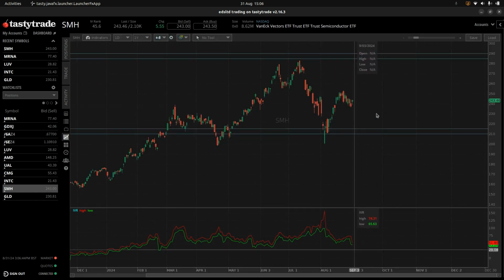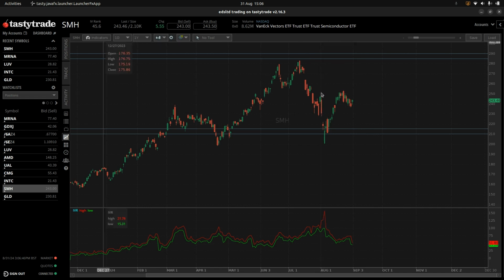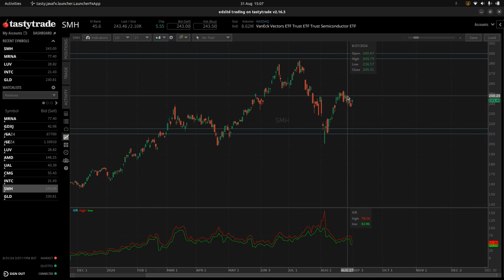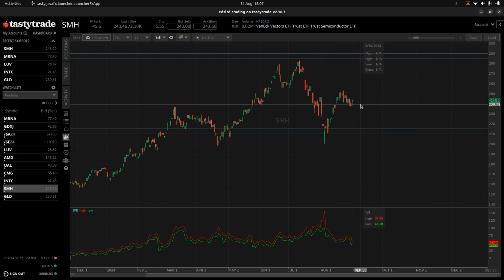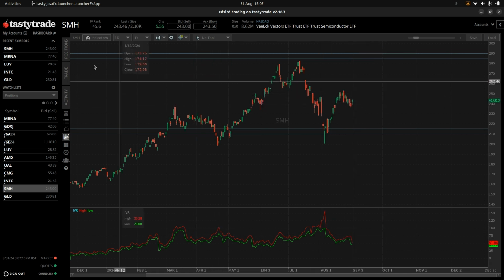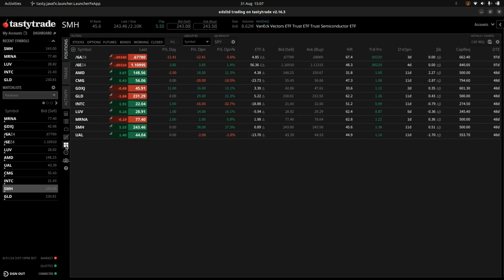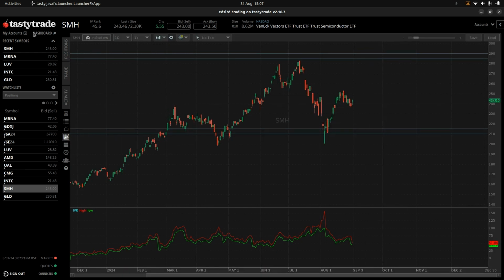So SMH, as we can see here, we have had a drop in implied volatility recently. And I'm assuming this drop here is due to Nvidia having its earnings and then all the implied volatility coming out of the semiconductor ETF post announcement. So volatility has been going down. Market's kind of been moving sideways, down a little bit, but not really doing too much. We are up a healthy amount, 27%. IV rank is still fairly high.